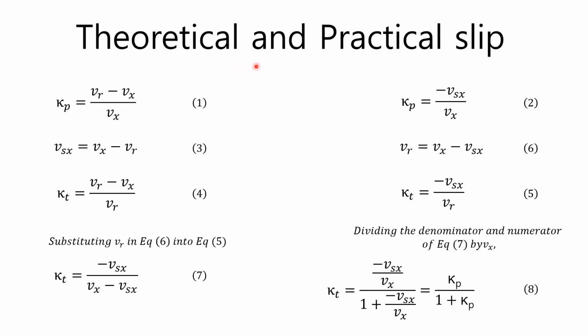Let's find out the relationship between the theoretical slip and the practical slip. The theoretical slip can be expressed as a function of the practical slip. Among the 6 equations, from equation 1 to equation 6 obtained above, equation 7 can be obtained by substituting Vr of equation 6 into equation 5, and equation 8 can be obtained by dividing the denominator and the numerator of equation 7 by Vx, as shown in equation 8. The theoretical slip kappa t can be expressed as a function of practical slip kappa p.